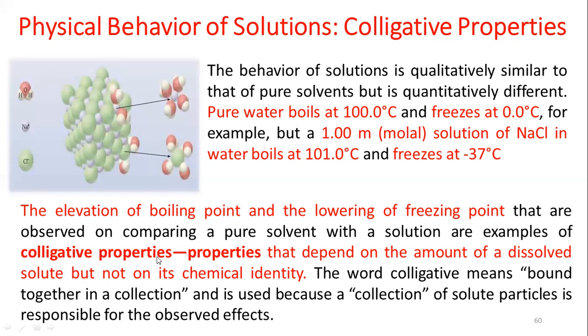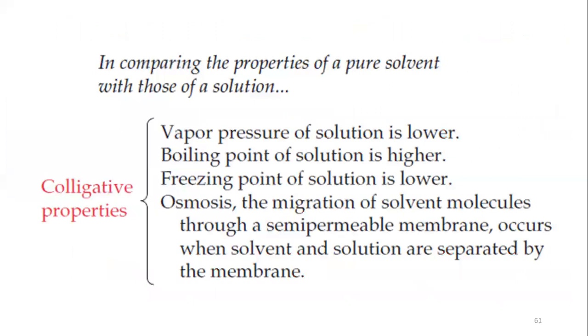And these are called the colligative properties. That means they depend on the amount of the dissolved solute, but not on its chemical identity. Chemical identity will remain the same. Sodium chloride will remain sodium chloride and the water will remain water. But by changing the amount of the solute, the boiling point and the freezing point are going to change, and this is called the colligative properties.